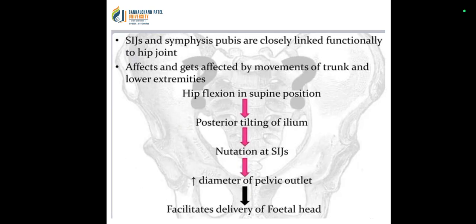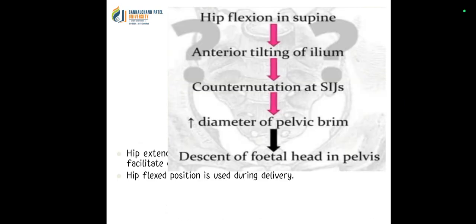The SIJs and symphysis pubis are closely linked functionally to the hip joint, affecting and being affected by movements of the trunk and lower extremities. Hip flexion in supine causes posterior tilting of the ilium, nutation at the SIJs, and increased diameter of the pelvic outlet, which facilitates delivery of the fetal head. Hip extension in supine causes anterior tilting of the ilium, counter nutation at the SIJs, increased diameter of the pelvic brim, and descent of the fetal head into the pelvis. The hip flexed position is used during delivery.